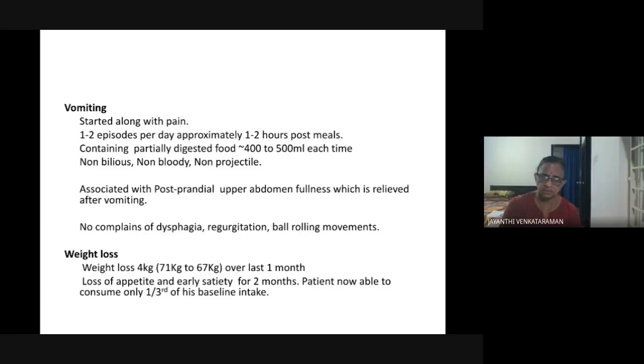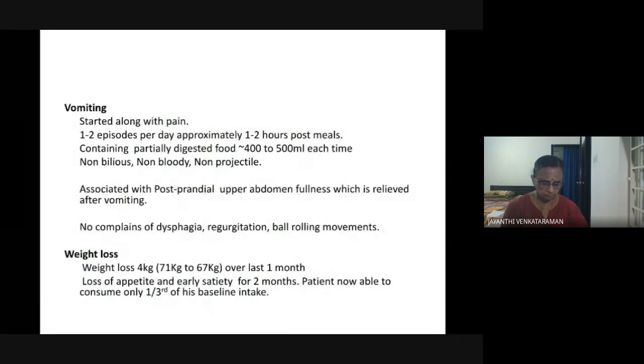Now, one minute. Just see that association. What are you connecting? What is associated with postprandial upper abdomen fullness? It's not the vomiting. So that's what I'm trying to tell. Okay.